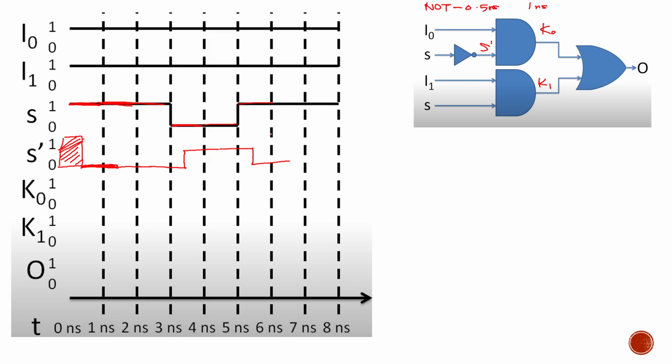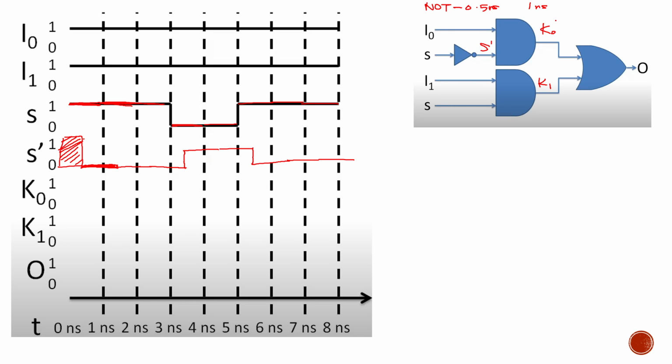This becomes low for 1 nanosecond, high for 1 nanosecond, it becomes low for 1 nanosecond, high for 1 nanosecond, it becomes low for 1 nanosecond. So that is how we get the waveform for S bar. Okay, clear? Now we are going to see how we draw the waveform for K0.